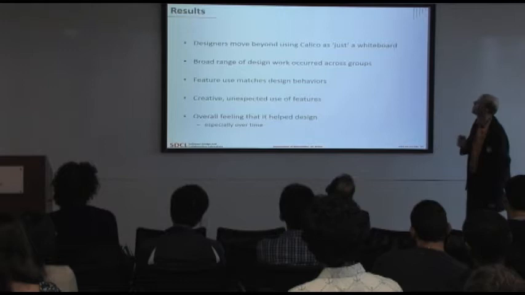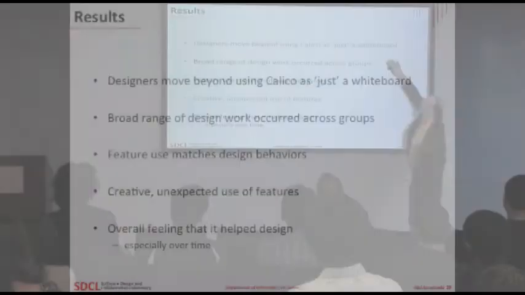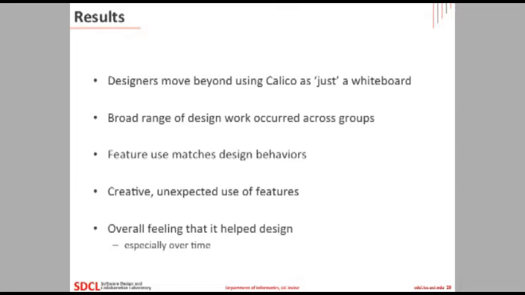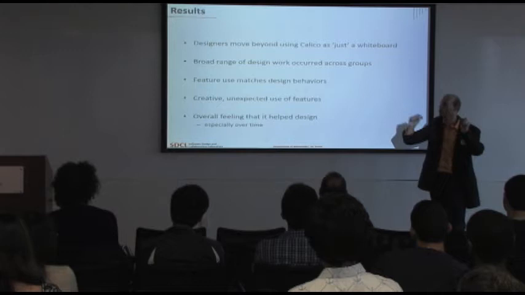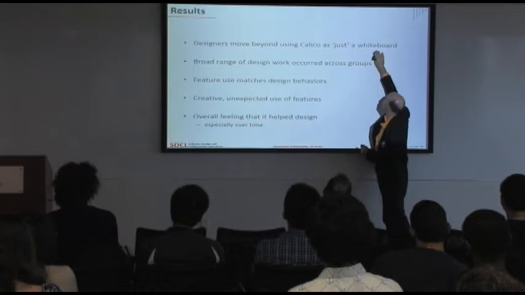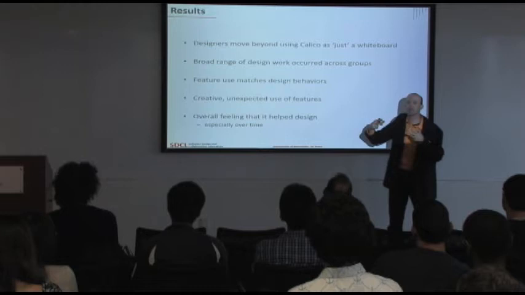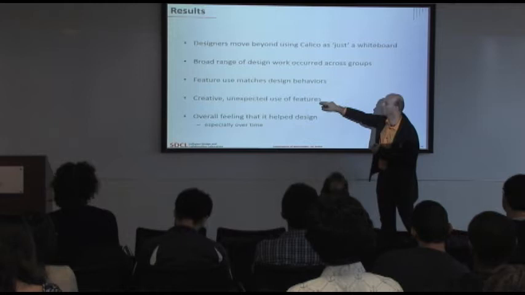So the results are, the designers moved beyond using Calico as just a whiteboard, right? They could have used it as any regular whiteboard, adding content, removing content. But they started using the advanced features that were there. That's an initial bit of evidence that the features were considered useful by them. A really broad range of design work happened across the groups. The feature use was as intended, though there were also creative, unexpected uses of the features.